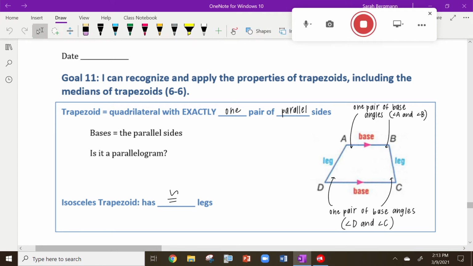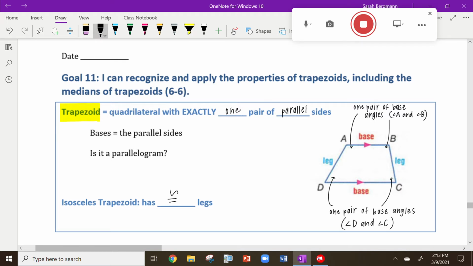Welcome back, guys. Today we're learning about two more types of quadrilaterals. Up until now we've been learning about different types of parallelograms, but today we're going to learn some different ones called trapezoids and kites.